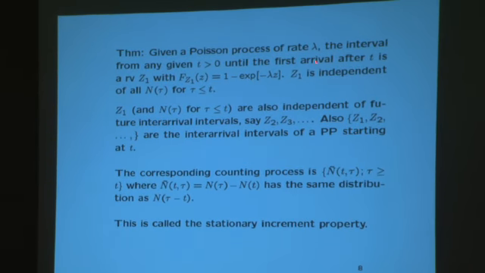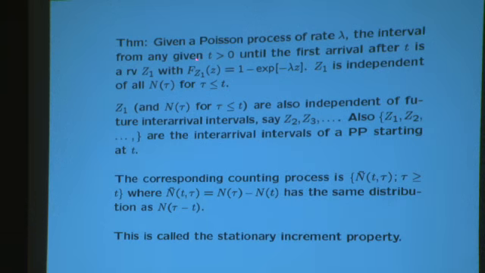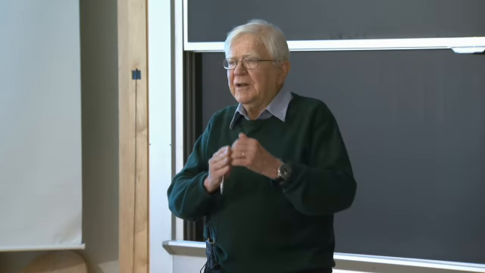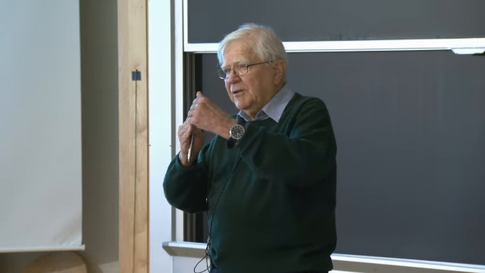We're given a Poisson process of rate lambda. The interval from any given t greater than 0 until the first arrival after t is a random variable. Let's call it z1. We already said that that random variable was exponential, and it's independent of all arrivals which occur before that starting time t. So looking at any starting time t, it doesn't make any difference what has happened back here. It's not only the last arrival, but all the other arrivals. The time until the next arrival is exponential.